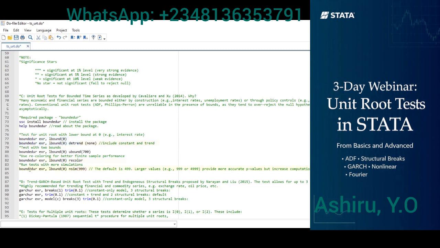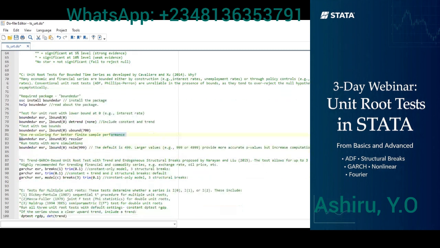So we can also use simulation. This simulation is also useful when we have a small sample. We always use simulation when we have a small sample. So it's similar to what we have under the column.